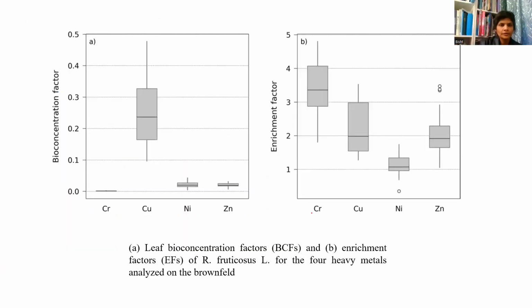Here on the x-axis you've got different elements, and on the y-axis you've got the concentration factor on the left graph, whereas on the right graph you've got the enrichment factor, which means this is the excess that is present.